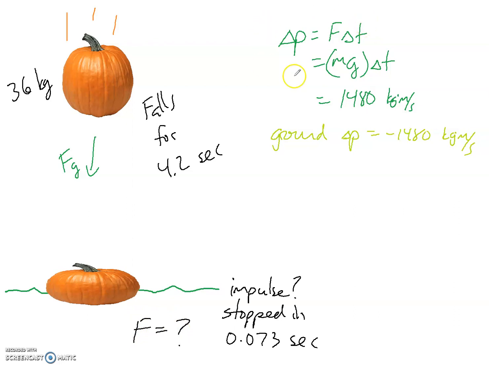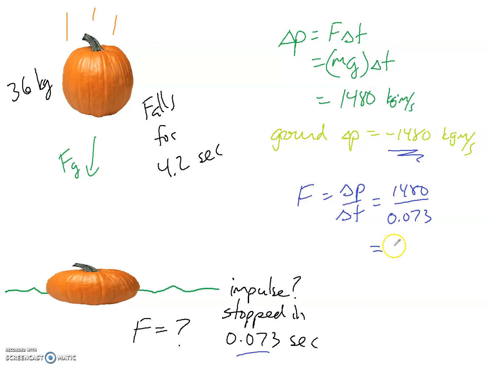Alright, well, to find this, I'm going to use the same type of expression as here. If I want to find out force, force is just impulse divided by time. And I know the impulse when it hit the ground is 1480, and I gave myself the time, 0.073. So all I have to do is divide those two, and I can have the force that was used to stop the pumpkin. And so if we calculate that, I'll round off a little bit, we're looking at around 20,000 newtons. And since this was a negative impulse, you could say that's a negative force, or you could say the force was going in an upward direction. It would actually be the normal force from the ground pushing back up against the pumpkin.